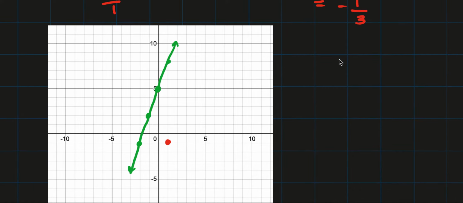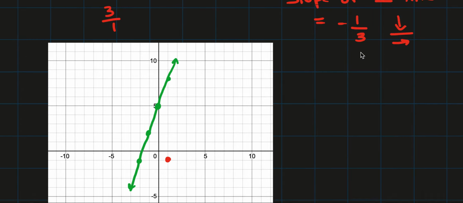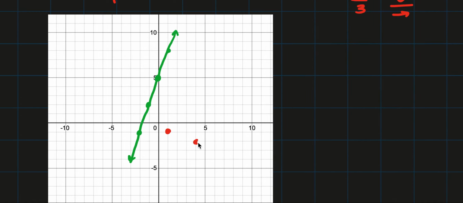So let's use that. So remember, usually slope, if it's positive, we go up and to the right. But since we have a negative, we just need to change one of those directions. So we can go down 1 and to the right 3, or we could go up 1 and to the left 3. So I'm going to go down 1 and to the right 3, up 1 and to the left 3. So 1, 2, 3. So the line looks something like that. And you can see that this angle that we've created looks like a 90-degree angle.